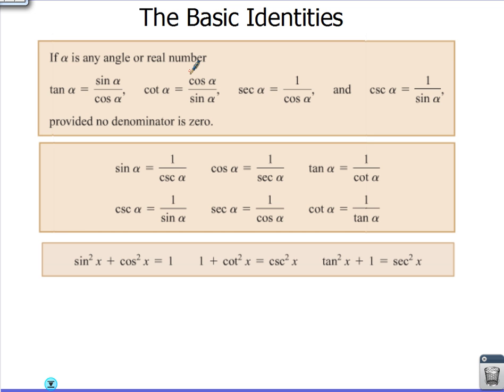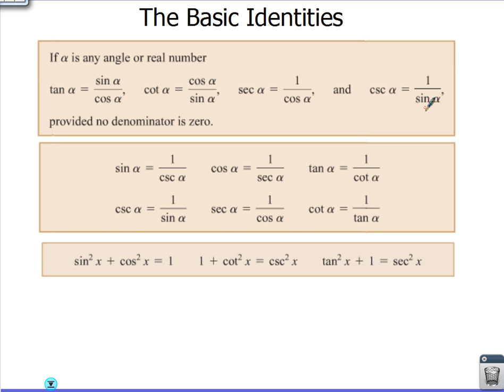sine divided by cosine. We discussed that last chapter. So therefore, since cotangent is the reciprocal of tangent, cotangent would be equal to cosine over sine. Secant, also reciprocals. The secant of an angle is the same thing as 1 over the cosine of an angle. The cosecant of an angle is the same thing as 1 over the sine of the angle.